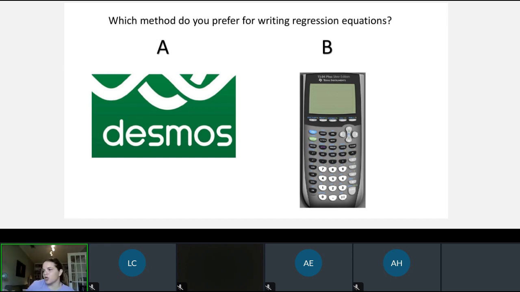There is a STAR testing Desmos that you will have on the STAR test. You will be able to use the STAR version of Desmos. So if you're more comfortable with that, then by all means, go right ahead. If you like to use your calculator, that is totally fine as well. Both of them give you the same answers.